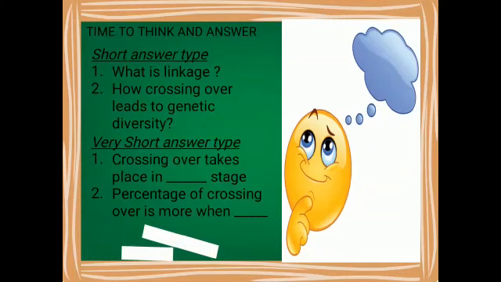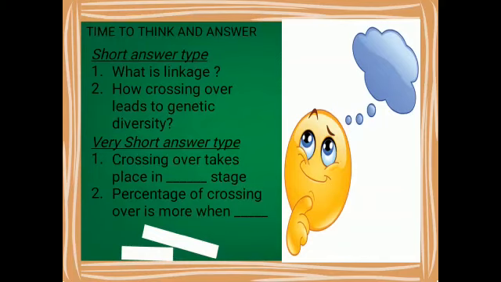Now try to answer these very short answer type questions. Question number 1. Crossing over takes place in which stage? Well, crossing over takes place in the Pachytene stage of prophase 1 of meiosis 1. Question number 2. Percentage of crossing over is more when dash? Well, percentage of crossing over is more when two genes are placed very far from each other, that is, they are present distantly.